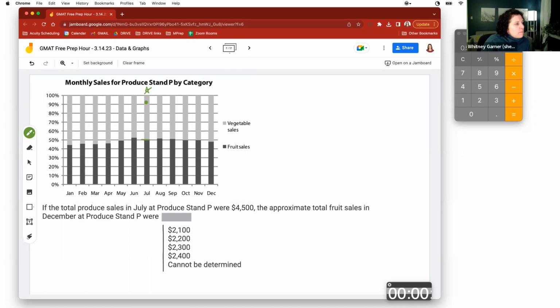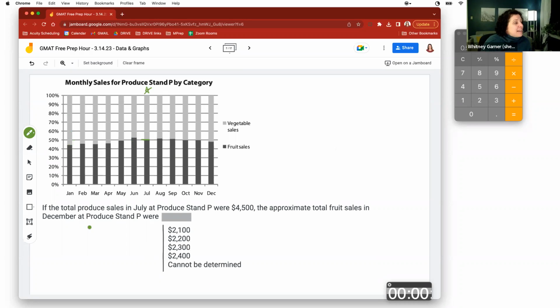would appear to be a month where there was exactly a 50-50 split between vegetables and fruit. Whereas in other months, maybe there was more vegetable sales in January, but slightly more fruit sales in June, for example.